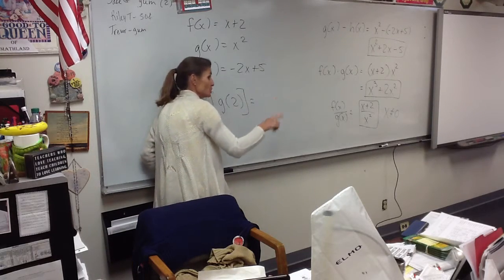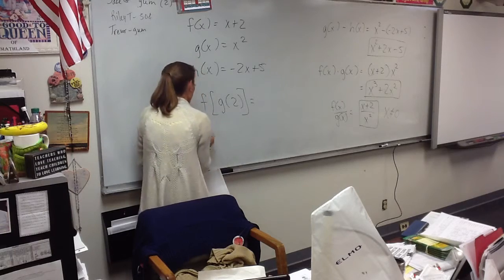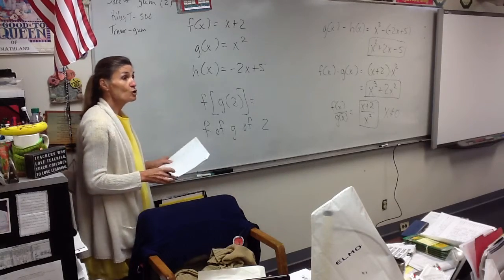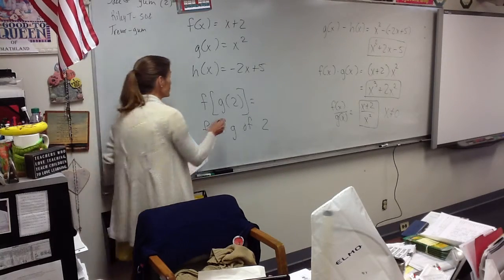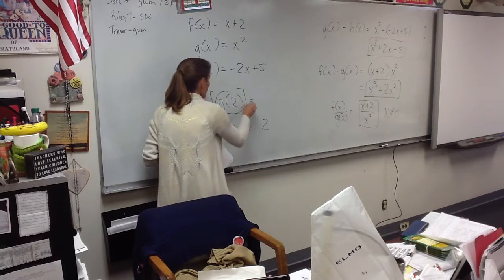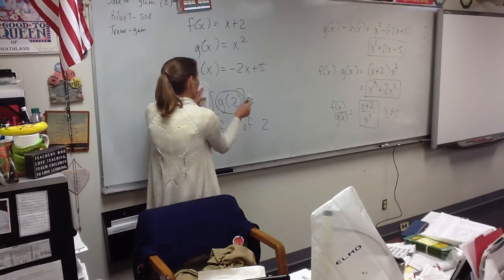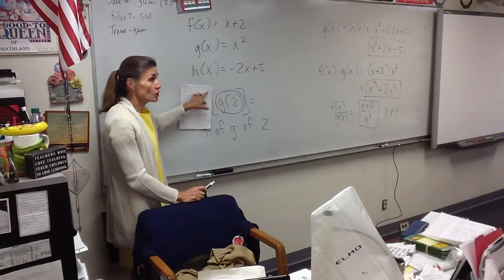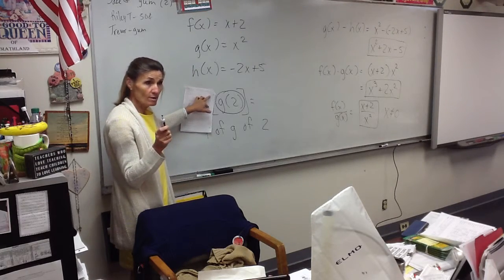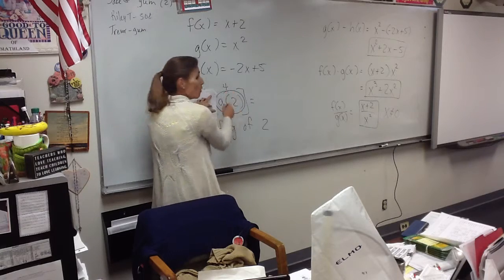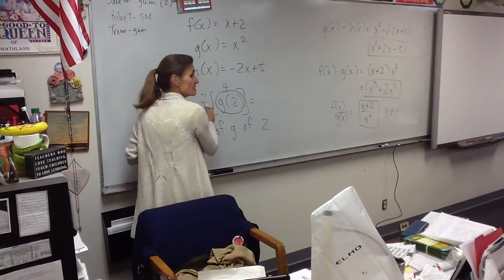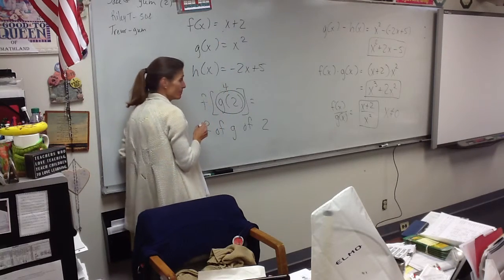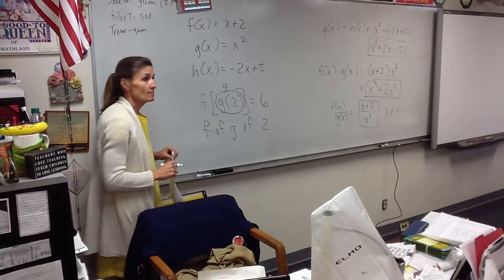F of g of 2. There's no operation in there. What we're going to do is find this right here. Forget this for a moment, can you find g of 2? Here's your g function. What's g of 2? 4. Everybody get 4? So this is really 4. So now it says find f of 4. What's f of 4? 6. So the answer to the problem is 6.